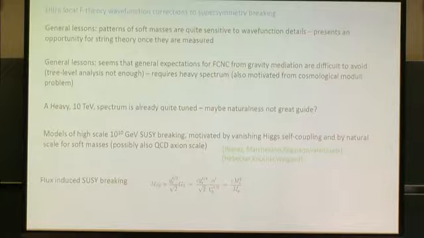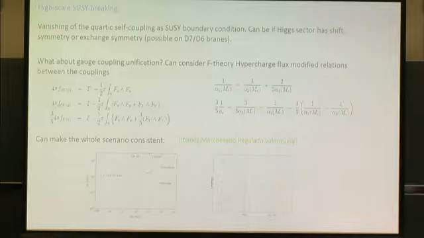Okay. General lesson: the pattern of soft matter is sensitive to wave function details. Okay, since the heavy SUSY spectrum is already quite tuned, some people have been thinking, forget about naturalness, maybe it's not a good guide, and let's think about non-supersymmetric models. So models of high-scale SUSY breaking, in this particular case 10 to the 10 GeV, a scale motivated by the vanishing of the Higgs self-coupling in the Standard Model when you run it up. People study essentially a supersymmetry breaking scale induced by flux. The point is that this scale is naturally the scale you would expect from string scale flux supersymmetry breaking without any further questions.